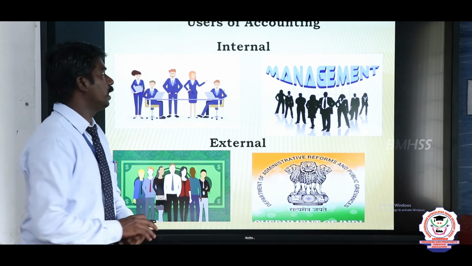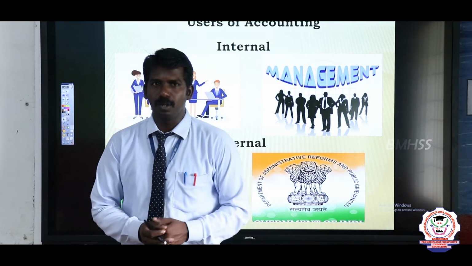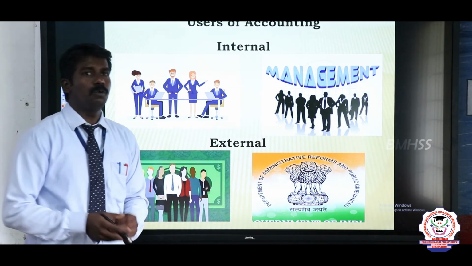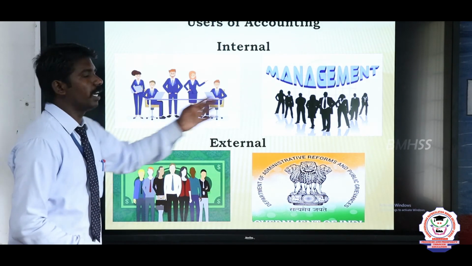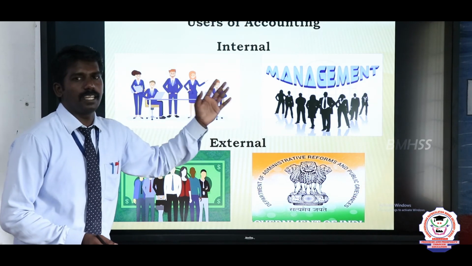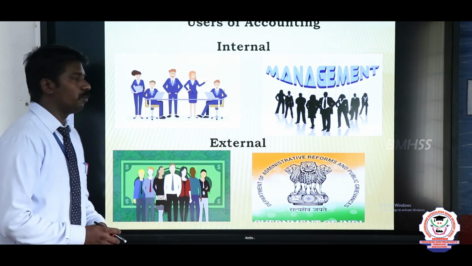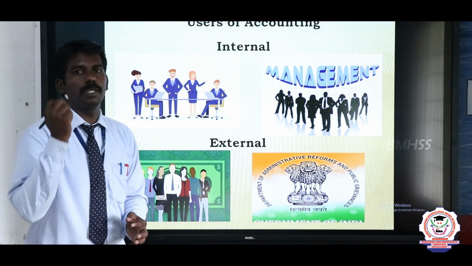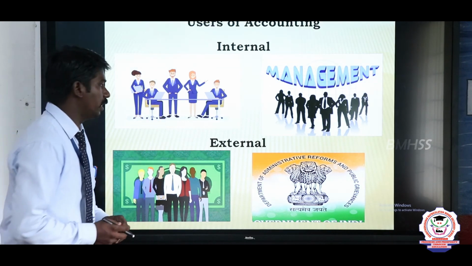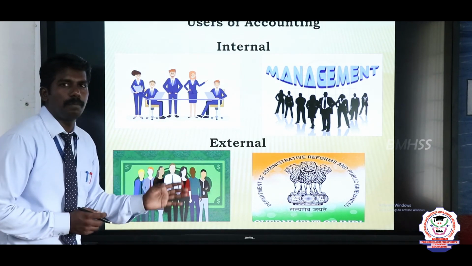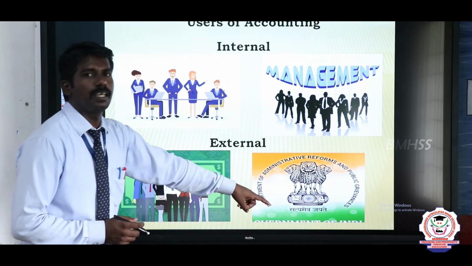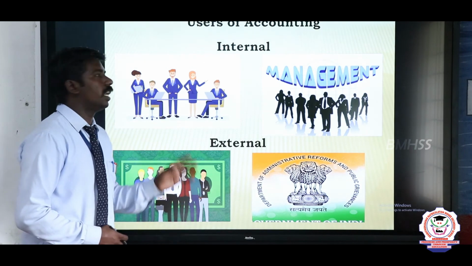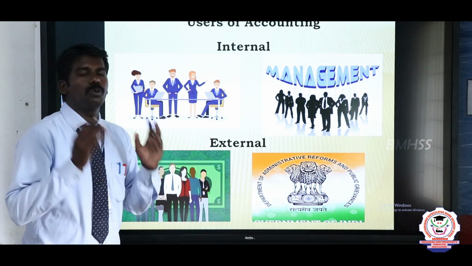Uses of accounting information. Nanda, tell me, who are the users? Correct, internal users and external users. Who are the internal users? The employees and management. These two are internal users of accounting. And who are the external users? External users are outside the company, and may use the financial information of the company. First one is the investors, second one is the public, and third one is who? Government. These three use the accounting information to know about the company.